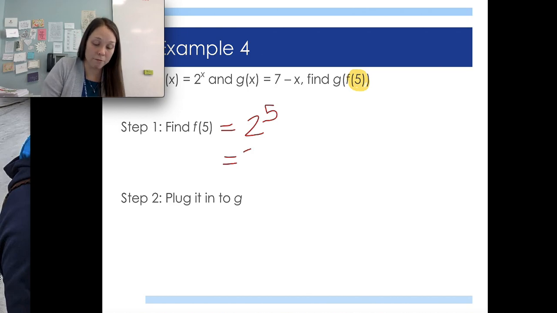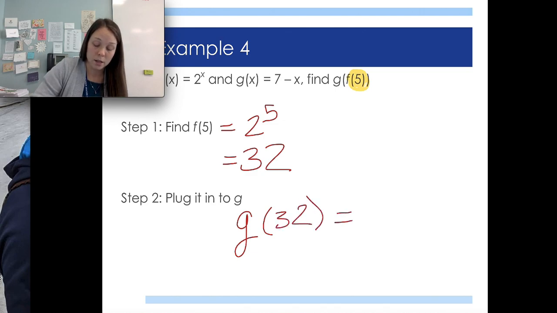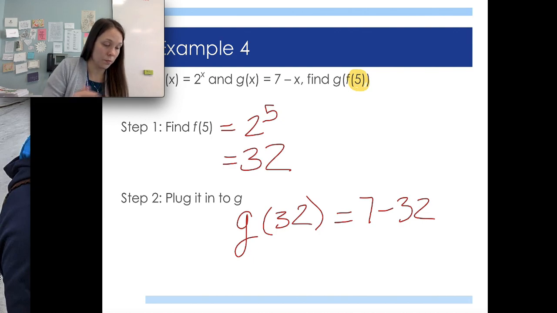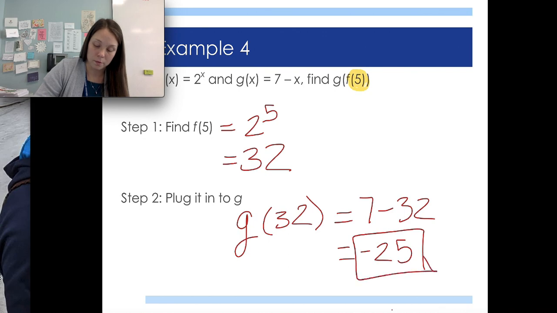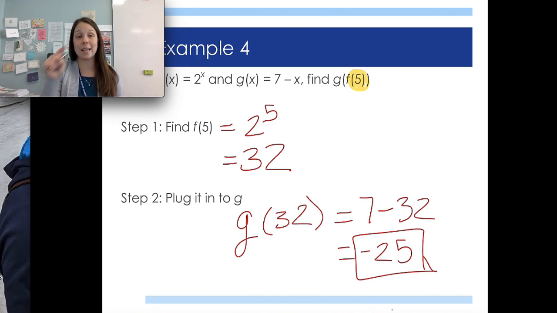So 2 to the power of 5 is 32. And now I'm going to take 32 and plug that into function g. So 7 minus 32, which is negative 25. So again, we're finding the answer to the first equation, taking that value and plugging it into the next equation.